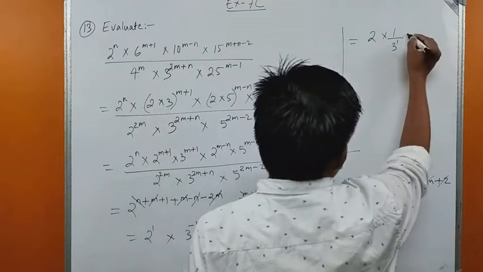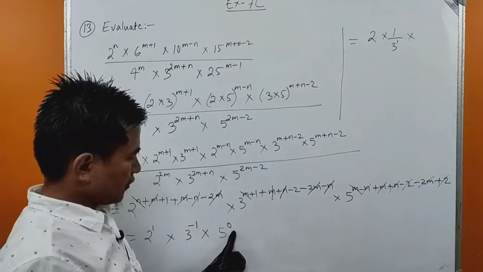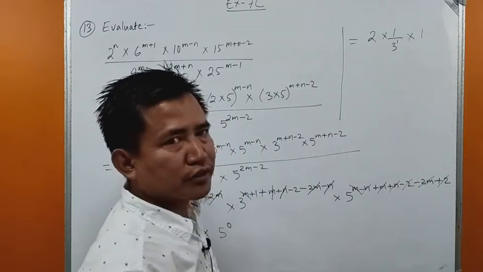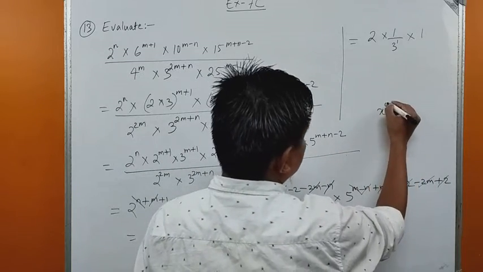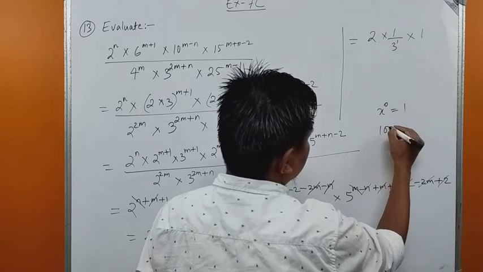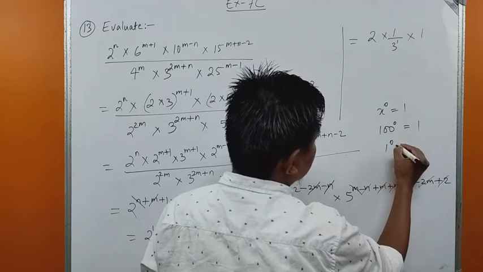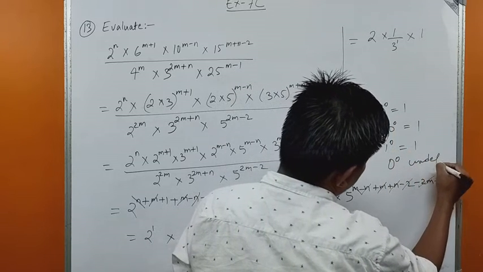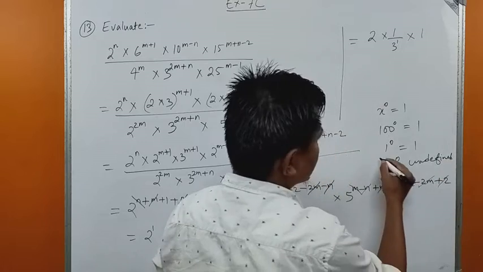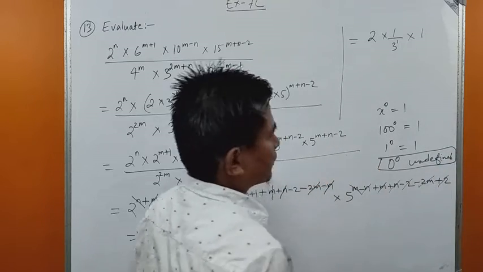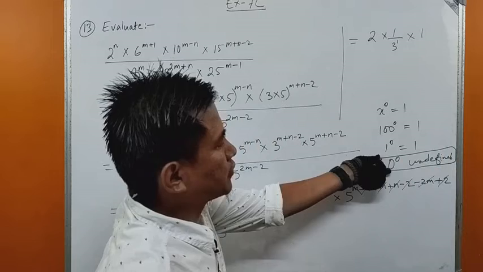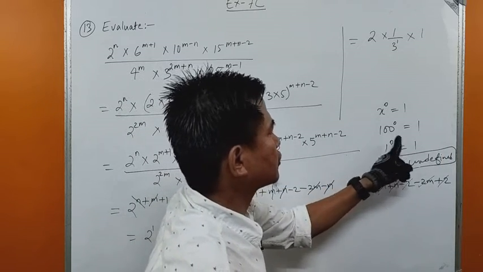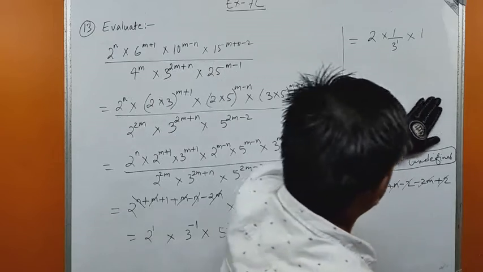Into 5 to the power 0. 5 to the power 0 means 1, because any number raised to power 0 is always 1. x to the power 0 is 1, 100 to the power 0 is 1, 1 to the power 0 is 1, but 0 to the power 0 is undefined. 0 should be kept as an exceptional case. 0 to the power 0 is not 1. Except 0, any number raised to power 0 is always 1. We must keep this in mind.